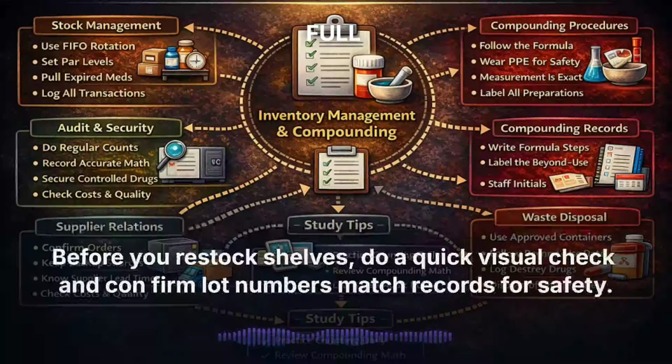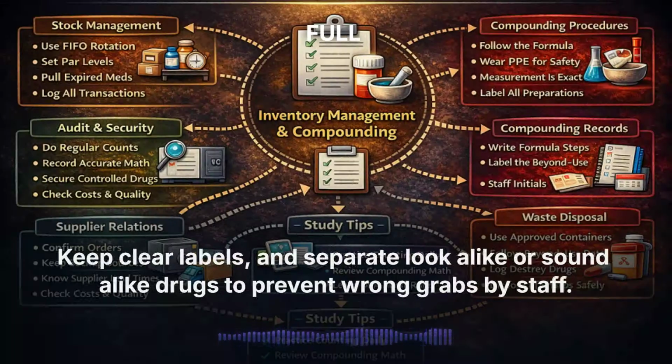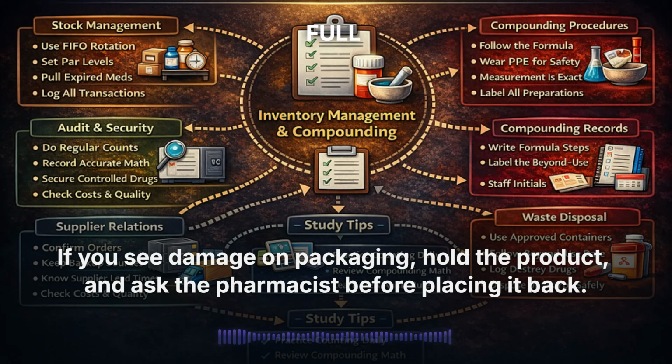Before you restock shelves, do a quick visual check and confirm lot numbers match records for safety. Keep clear labels and separate look-alike or sound-alike drugs to prevent wrong grabs by staff. If you see damage on packaging, hold the product and ask the pharmacist before placing it back.